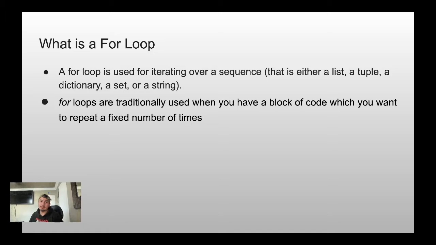By definition, a for loop is used for iterating over a sequence that is either a list, a tuple, a dictionary, a set, or a string. For loops are traditionally used when you have a block of code that you want to repeat a fixed number of times. A real-world example would be where you make an API call to a company's app, and then once the code is done running, it returns a list of dictionaries containing objects. You would want to use a for loop to iterate through that list of data and then process it and do whatever it is you need to do.